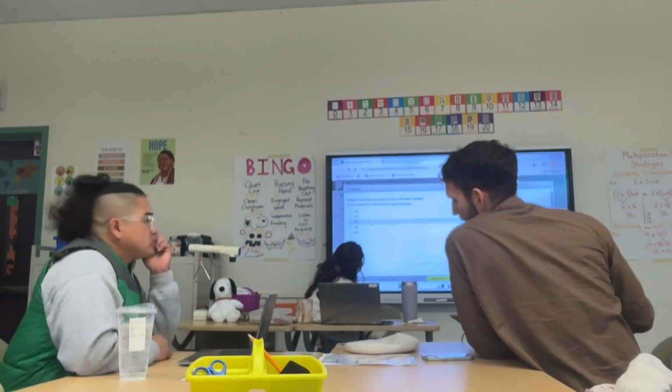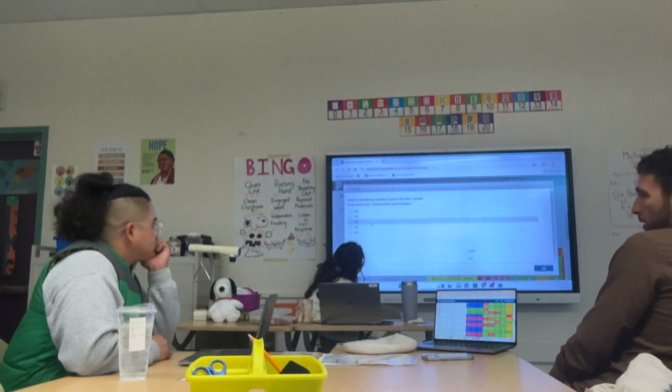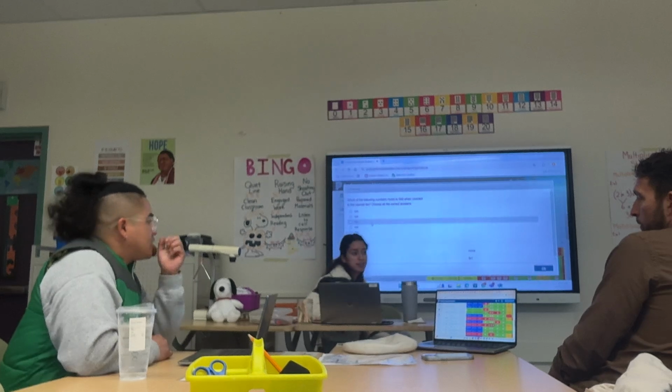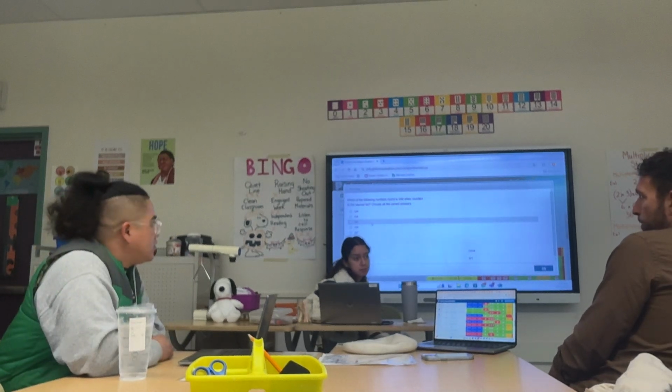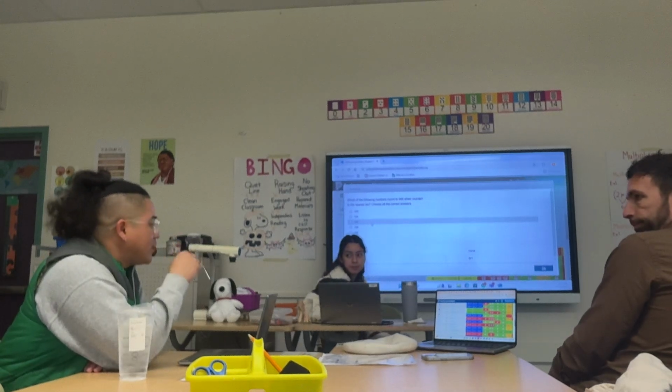Well, first of all, what do students need to know and be able to do in order to solve this problem correctly? Round to the nearest tens. Yeah, you need to understand place value. Understand place value, right? Which is tens, which is ones, which is hundreds.